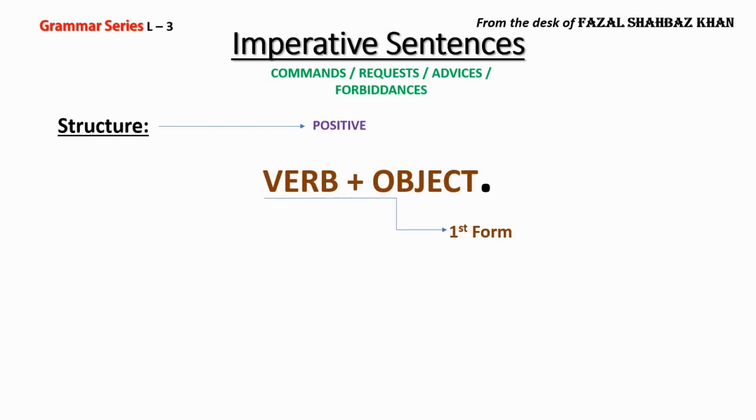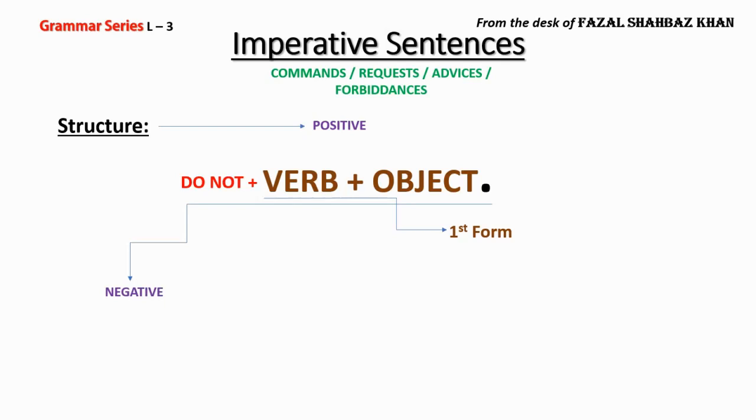Now when it comes to its negative, we use do and not, the identical negatives of any commands, any requests, any advices, or any type of forbiddances. As you can see, do not, and when you add this, that whole sentence becomes negative within imperative sentence. So that becomes the negative of the positive statement of imperative.